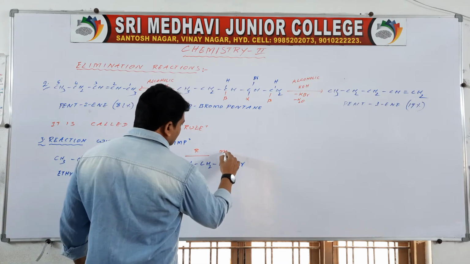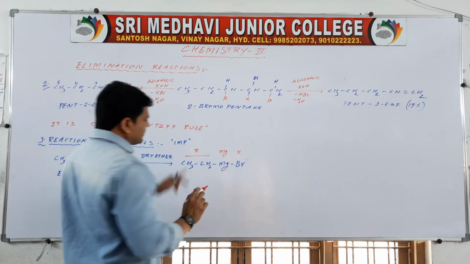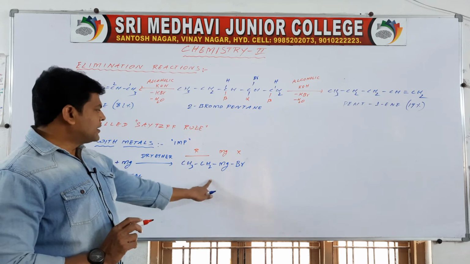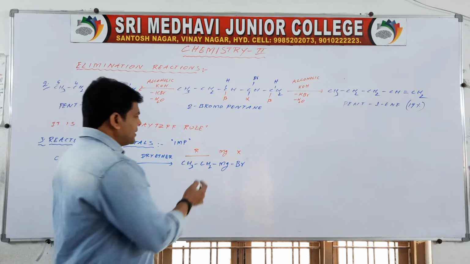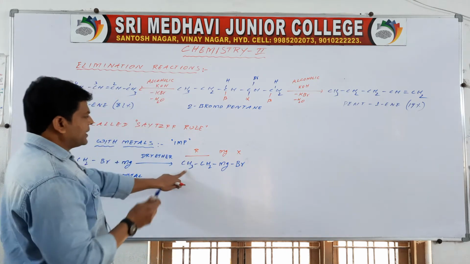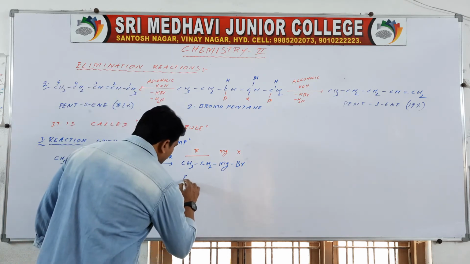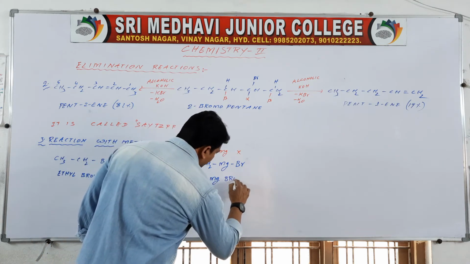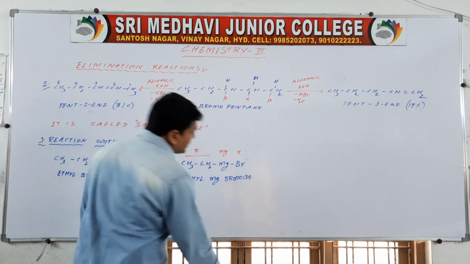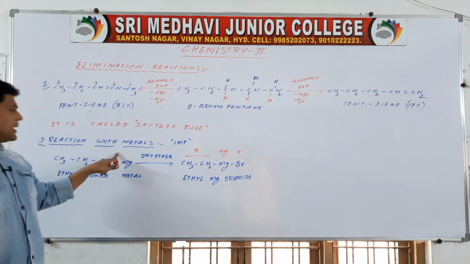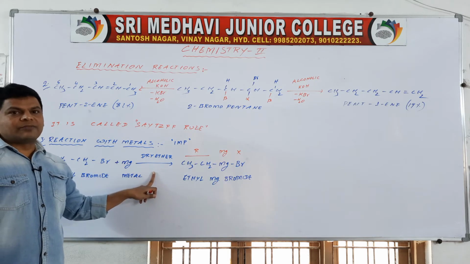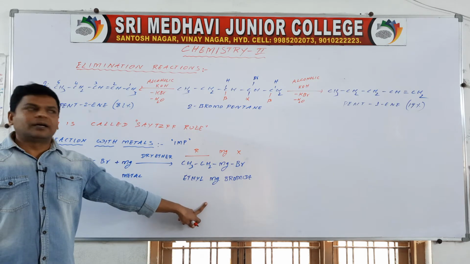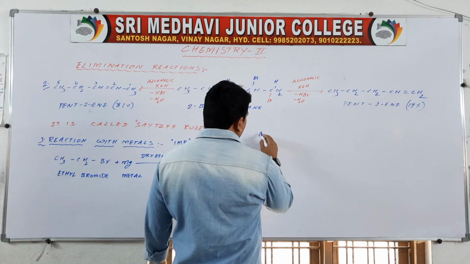It is R, magnesium, and X. RMgX is called Grignard reagent. Here RMgX is formed, so here it is ethyl magnesium bromide. Alkyl halides react with magnesium in presence of dry ether to form alkyl magnesium halides, called Grignard reagent.